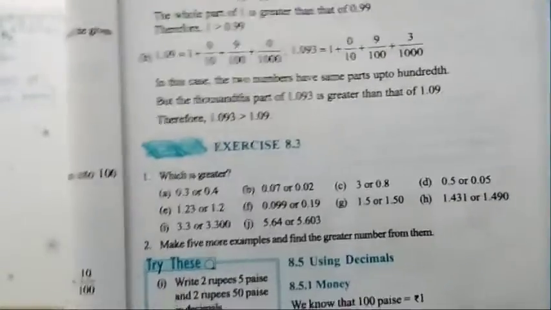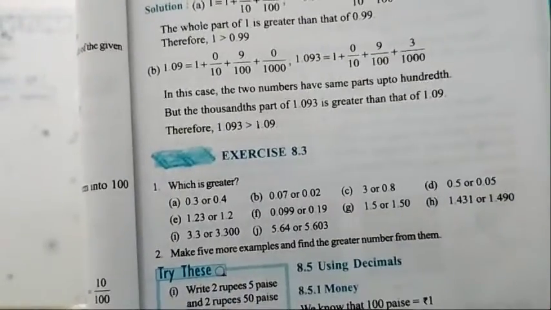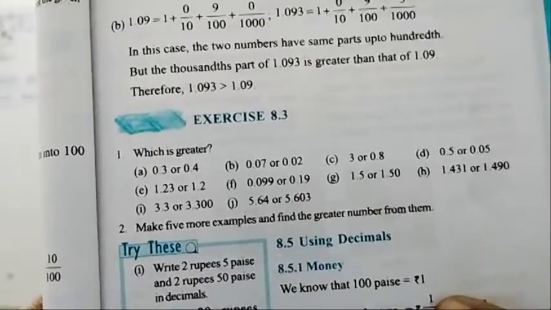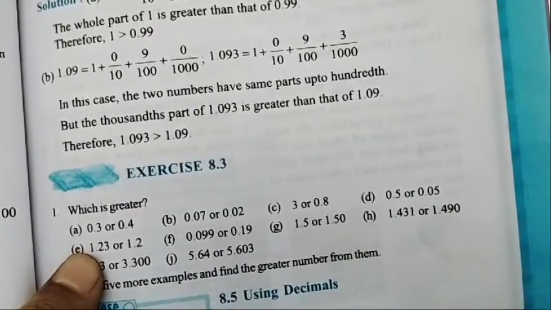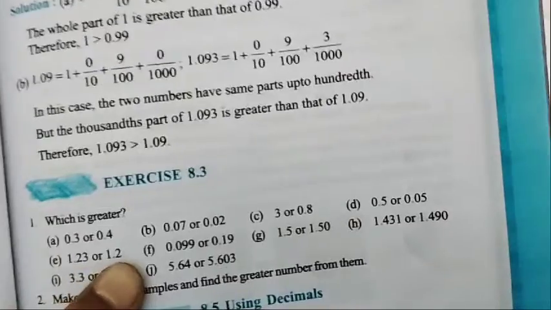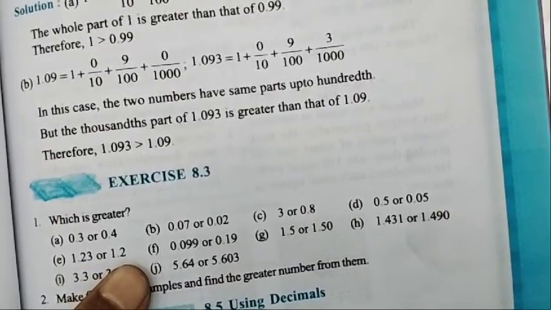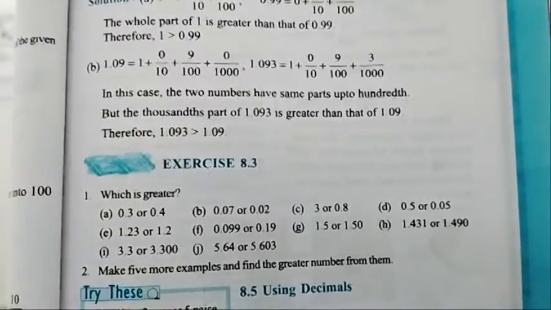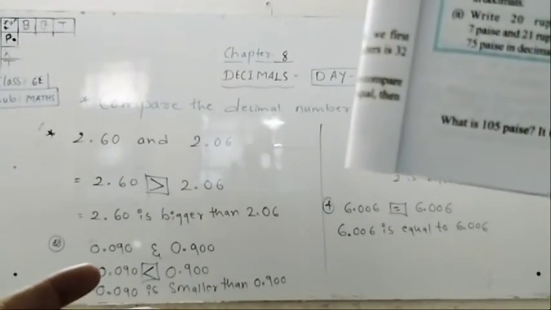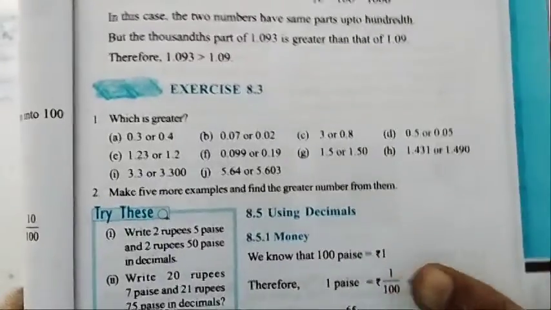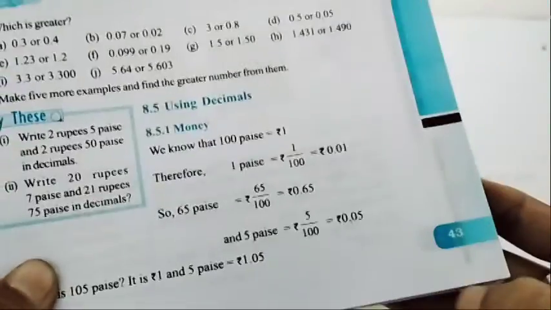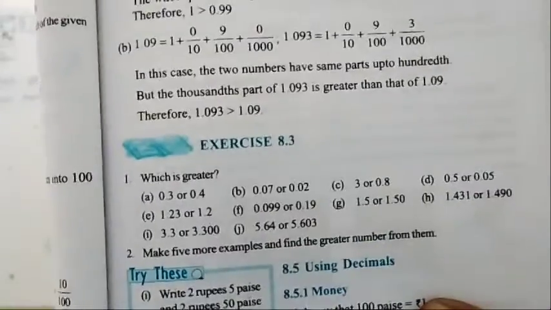Dear students, look here, exercise 8.3. Exercise 8.3 is there. 0.3 or 0.4, which is greater, is given there. You should write which is greater. And B, 0.07 or 0.02. Understand? You should observe carefully. Open your textbook, page number 43, open, then you have to discuss that one.